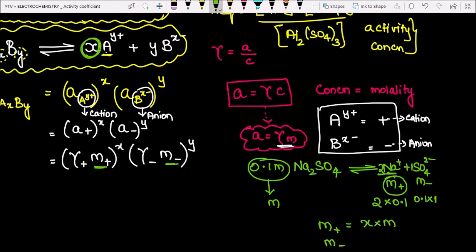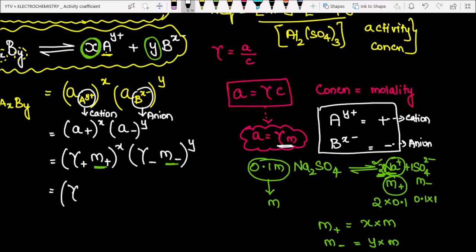Similarly, the molality of the anion will be, what is the coefficient of anion? It's y. So y into M. Whenever we have the concentration of the salt, and you want to find the concentration of the cation, you multiply it by the number of moles, because you have 2 moles of Na plus, so you multiply it by 2. Similarly, you have x moles of this cation, so you multiply it by this. So I can substitute it, right?